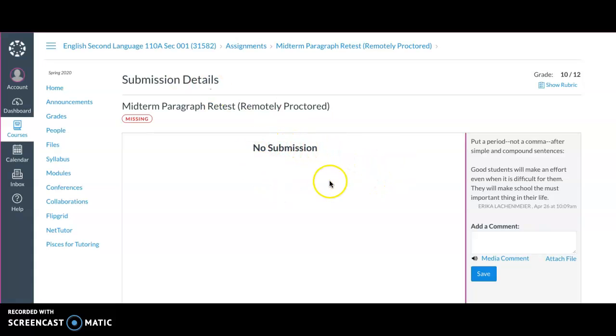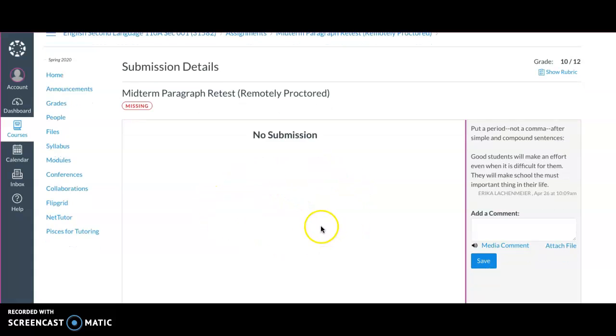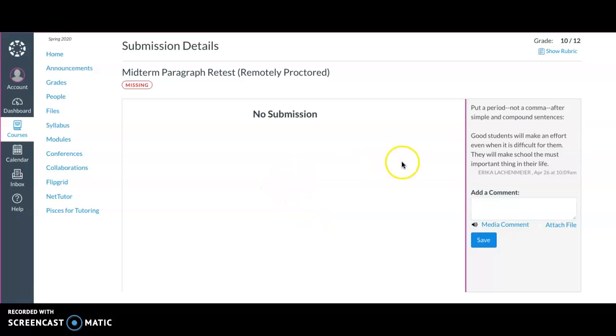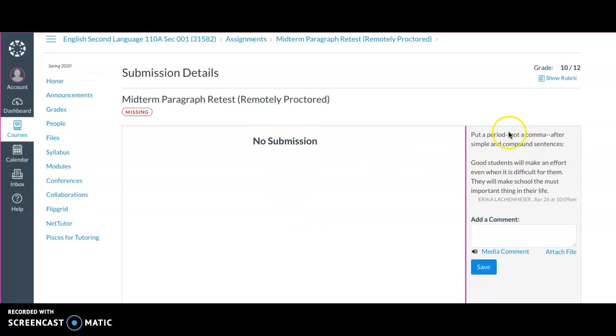Now, since I'm the teacher, there's no paragraph here. But if I was a student, the paragraph would be here. You can see what you wrote. And then over here, you see some of the comments. So I put comments in different places. These are some of the big comments for the whole paper. I put this for a lot of students.